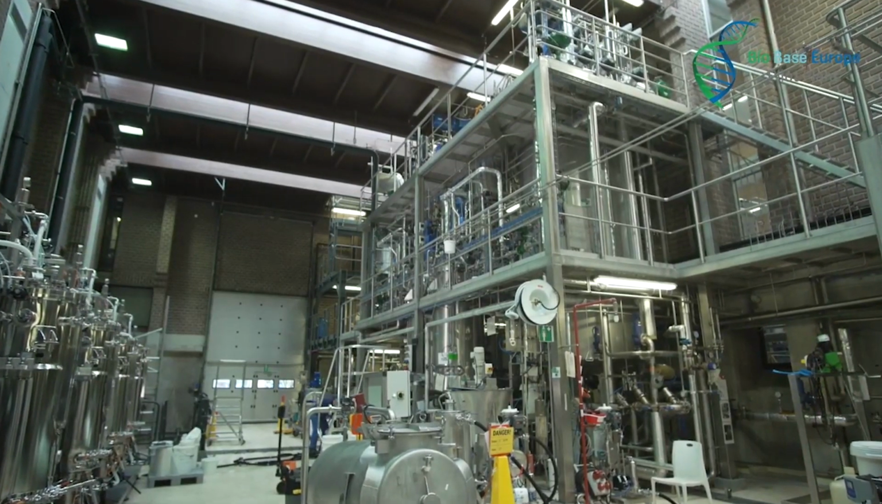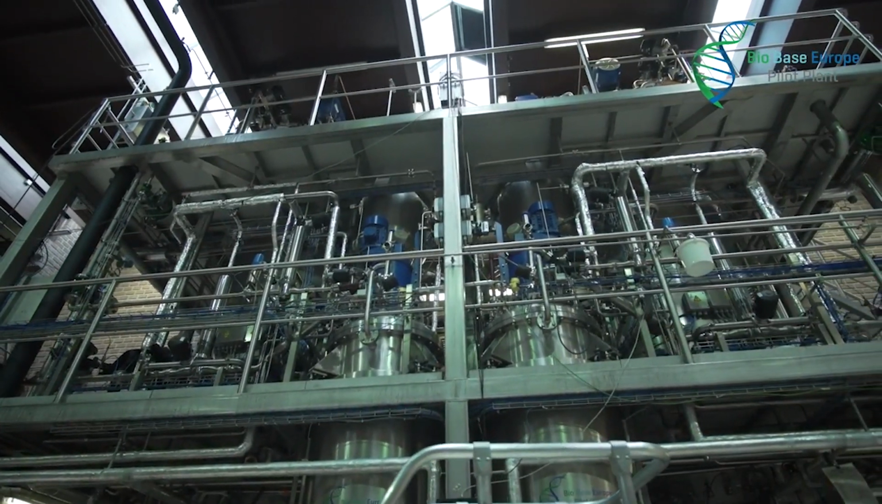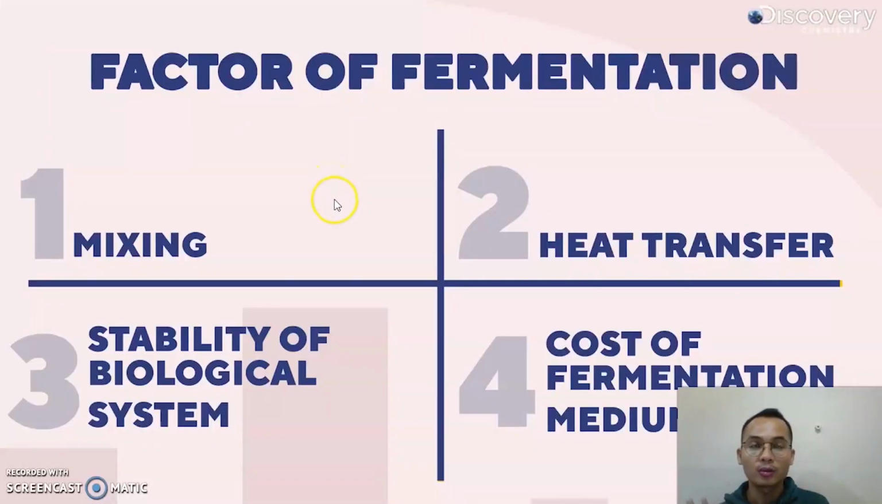This is because the pilot plant fermenter acts as the indicator for the fermentation process to be used at the industrial scale. So we move to the factors of the fermentation process. There are 4 factors: the first one is mixing, the second one is heat transfer, the third one is stability of biological system, and the fourth one is the cost of fermentation medium.